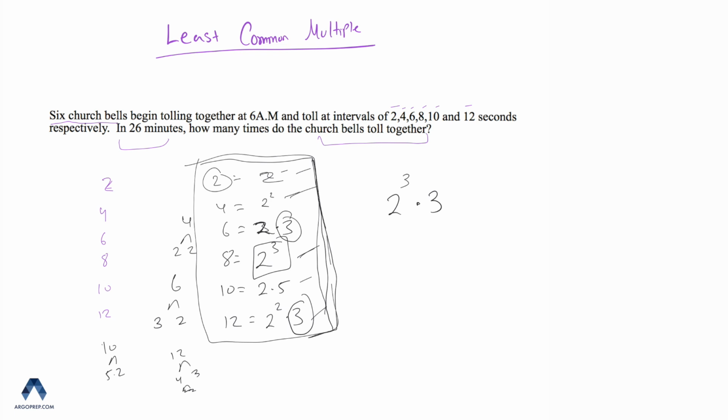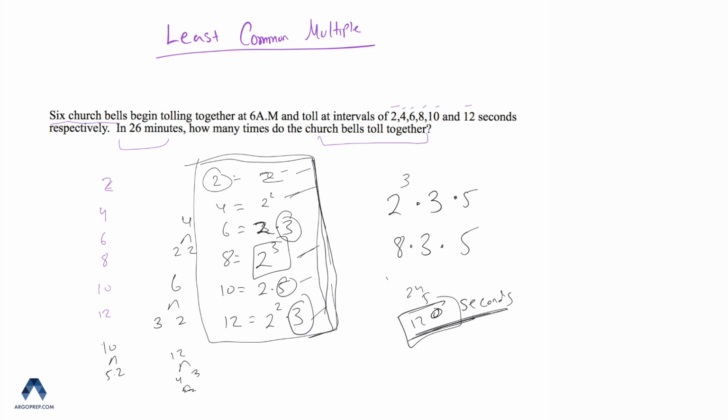And then, do we have any numbers left? Yes, we have just one number left, which is 5. So 2 times 2 is 4. 4 times 2 is 8. 8 times 3 is 24. 24 times 5 is going to be 120, I believe. Yes, 120. So what does this say? This is the least common multiple, 120. 120 what? 120 seconds. So after every 120 seconds, the 6 church bells toll together.